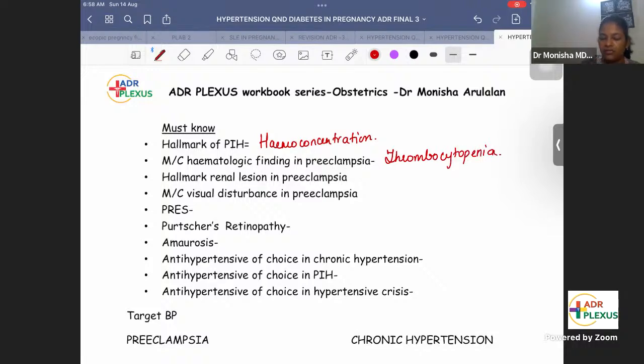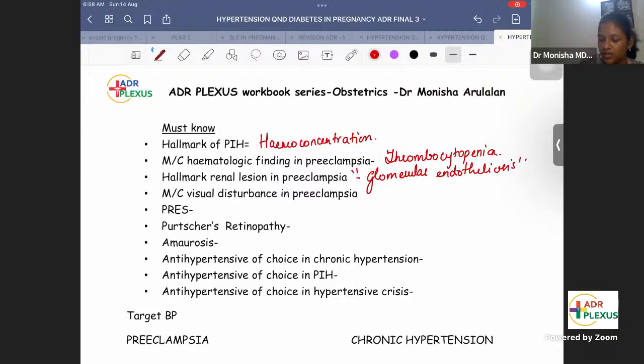Please answer this question. Which is a hallmark renal lesion in preeclampsia? I want everybody to answer this question. Which is a hallmark for the renal lesion in preeclampsia? Anybody? Yes, it is glomerular endotheliosis. I'm very happy many people answered. It is glomerular endotheliosis will be your answer.